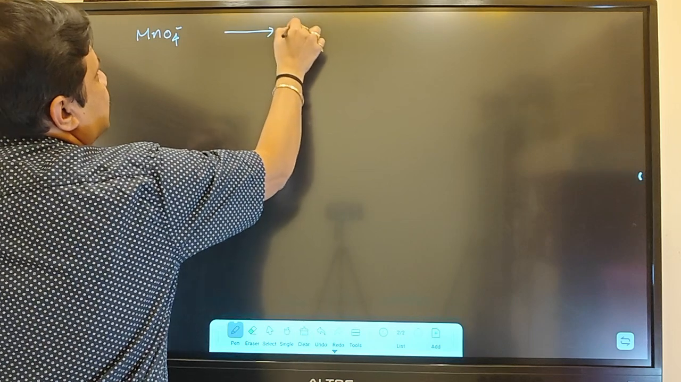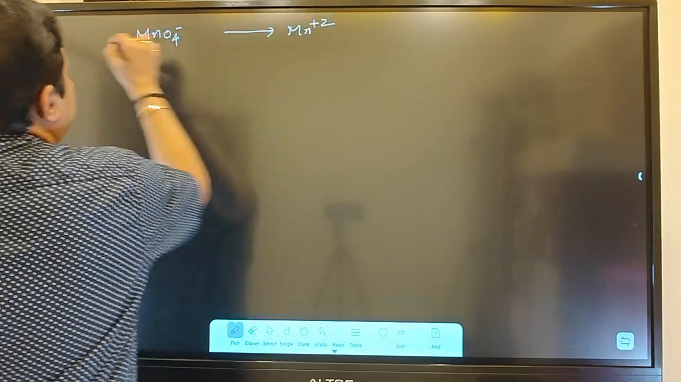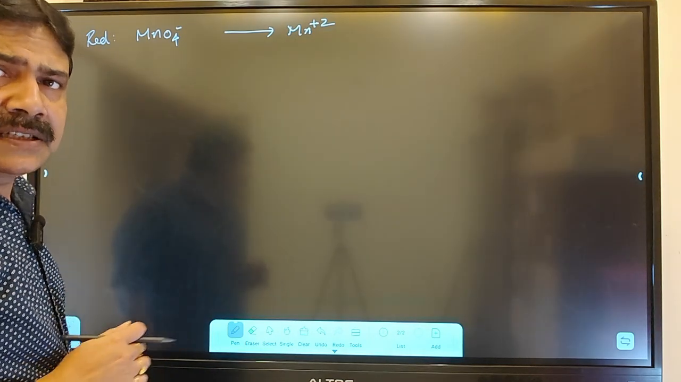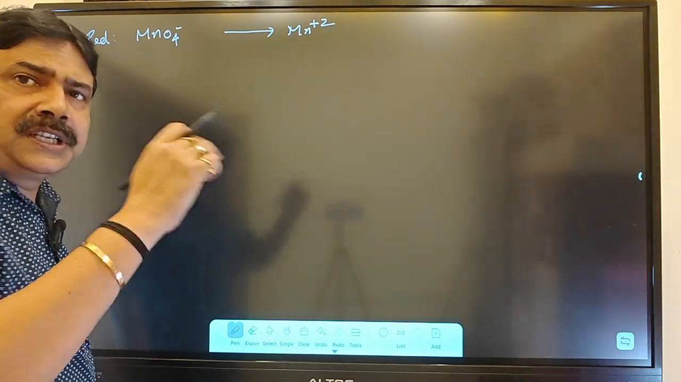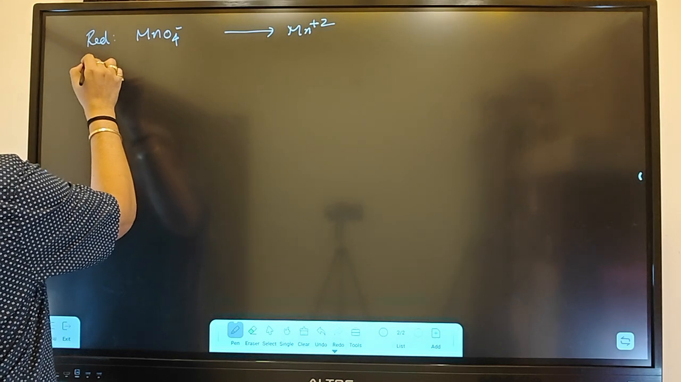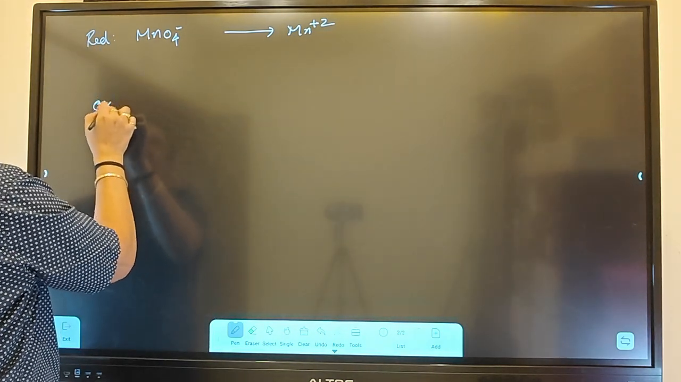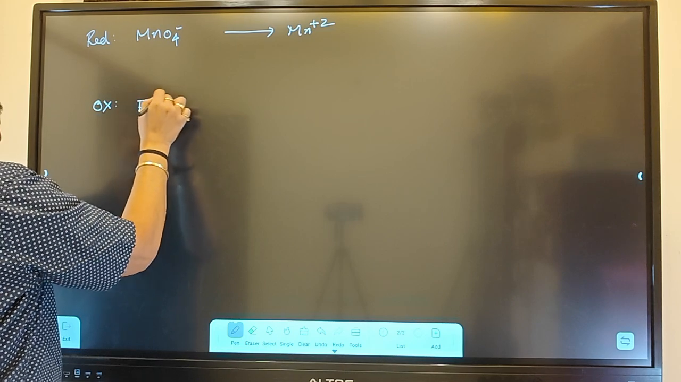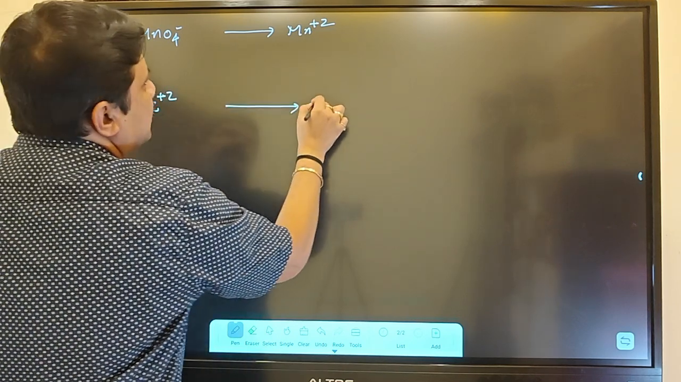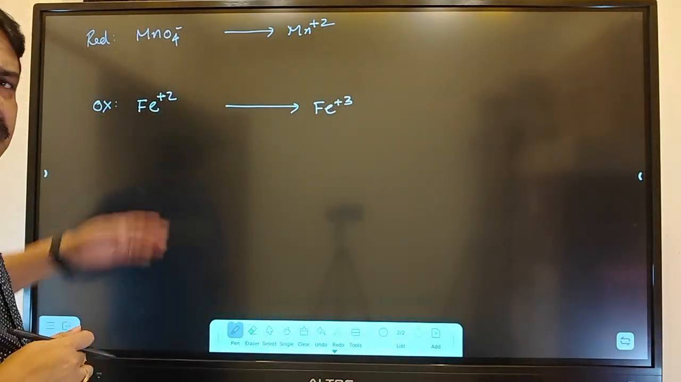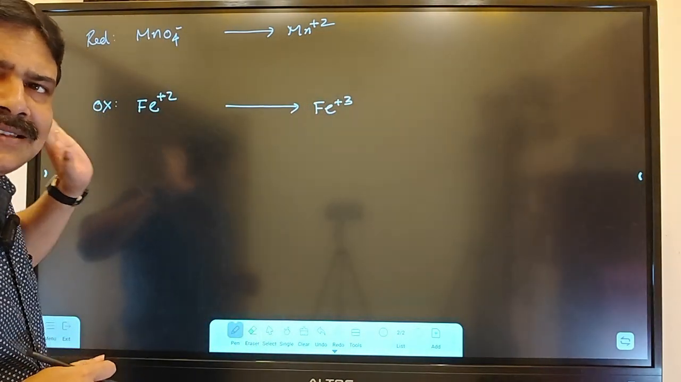I am writing, you look at MnO4 minus converting to Mn plus 2, and this is nothing but a reduction reaction. I separate which is the reduction reaction and which is the oxidation reaction. Oxidation reaction: iron plus 2 is converting to iron plus 3. Now we need to balance both the reactions and then add them up. That is as simple as that.